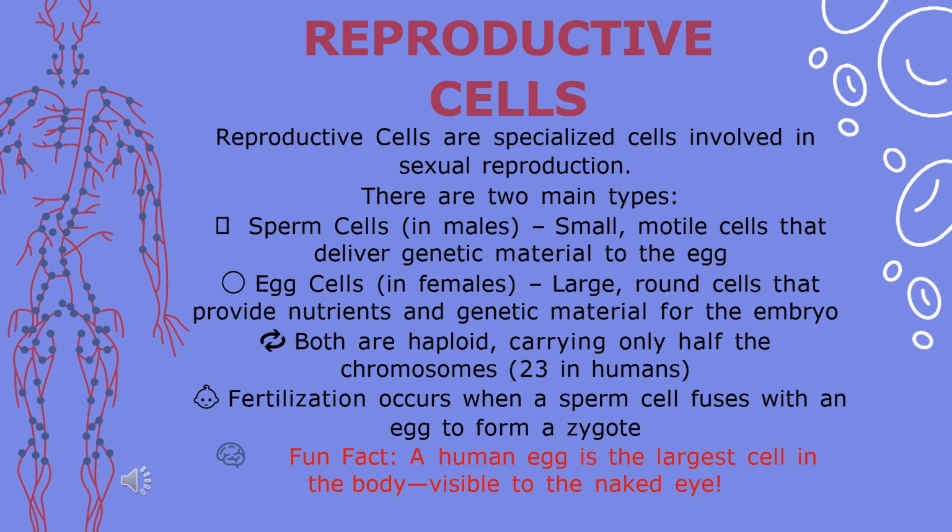What's fascinating is that both sperm and egg cells are haploid. They carry only 23 chromosomes each, half the normal number. And when these two cells meet during fertilization, they fuse to form a zygote, a brand new cell with a complete set of DNA, the first step in the creation of life. Fun fact: the human egg is the largest cell in the body, so big, you can see it without a microscope. Now that's a truly powerful beginning.